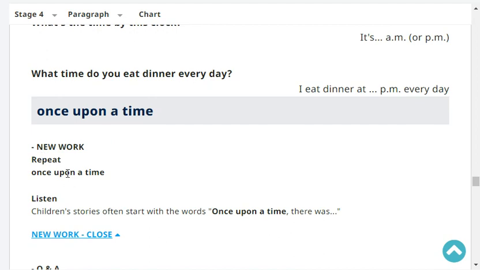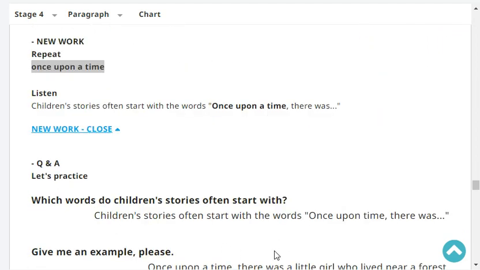Okay, repeat. Once upon a time. Listen. Children's stories often start with the words once upon a time. Let's practice. Which words do children's stories often start with? Children's stories often start with the words once upon a time.